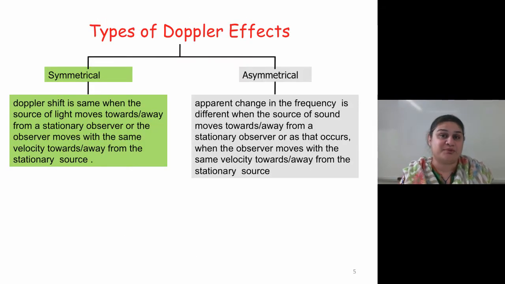Now there are two types of Doppler's effect, symmetrical and asymmetrical. Symmetrical is where Doppler's effect is the same when the source of light moves towards or away from a stationary observer, or the observer moves with the same velocity towards or away from the stationary source. Asymmetrical is the apparent change in frequency when the source of sound moves away or towards the stationary observer, or as it occurs when the observer moves with the same velocity towards or away from the stationary source.